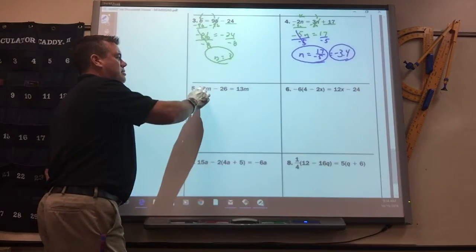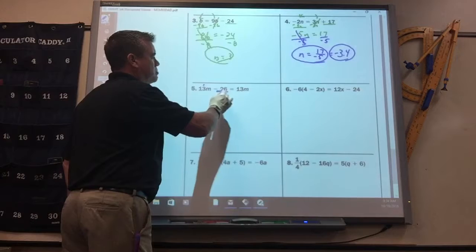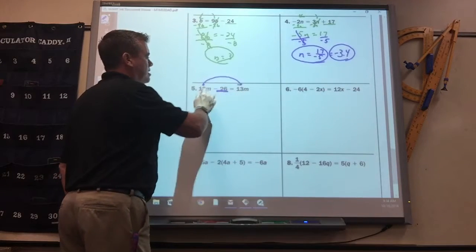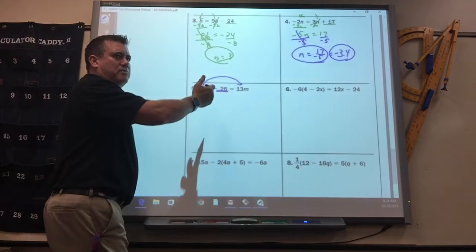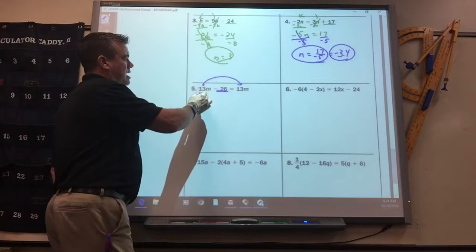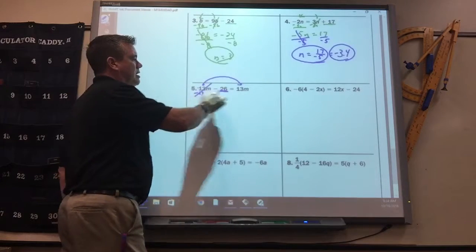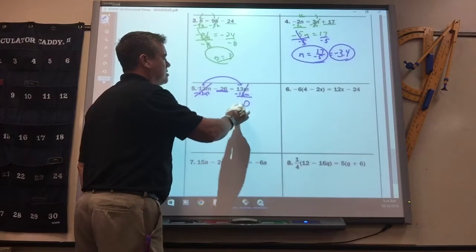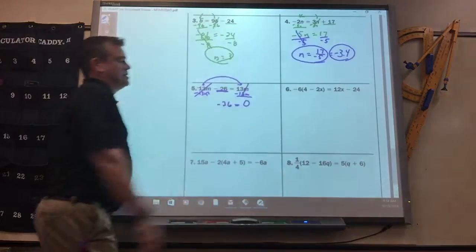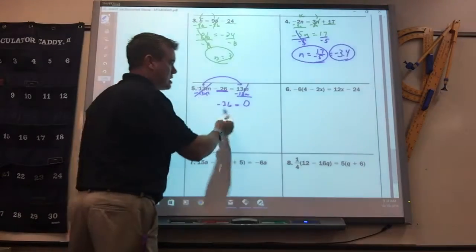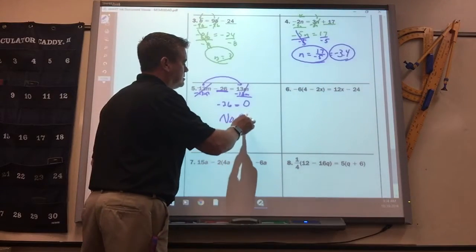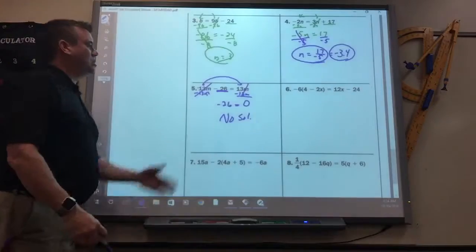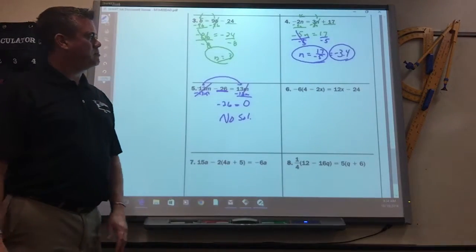Here, I'd want to get rid of this m and get the regular number by itself. So to get rid of it, I'd minus 13m, and what happens? You get 0, they cancel. No solution, because what's left is not true. The m's completely canceled out, and what's left is not true.